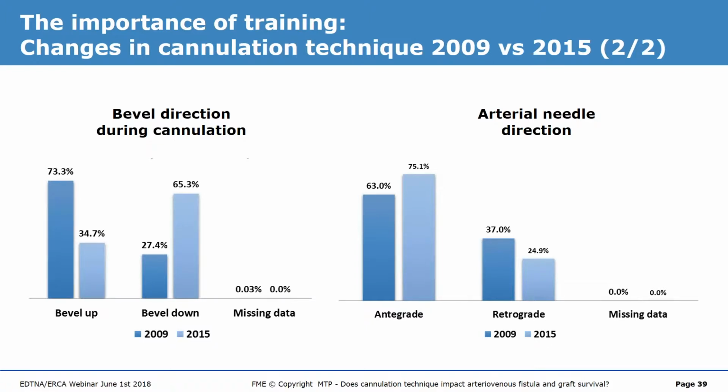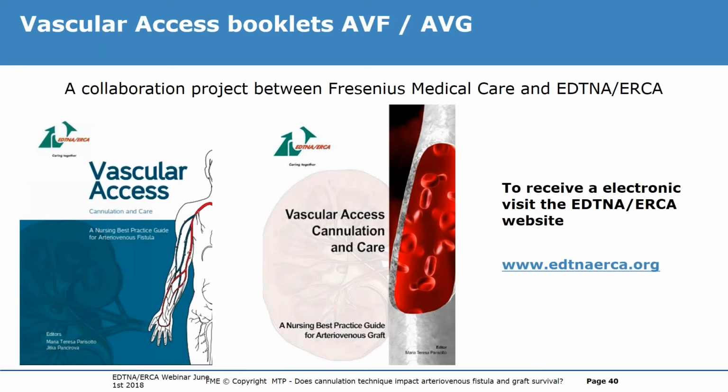And because of that, in cooperation with EDTNA, we produced, and many of you know it, 2 vascular access booklets. One is related to fistula, and another one is related to graft. In these 2 booklets, you can find a lot of information and recommendations on how to cannulate and how to care for the vascular access. If you want to receive an electronic copy of these booklets, just go to the EDTNA website, you can see here, and you can download the English version of both booklets.